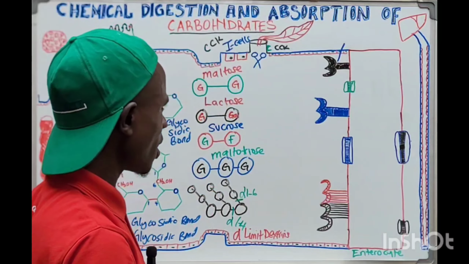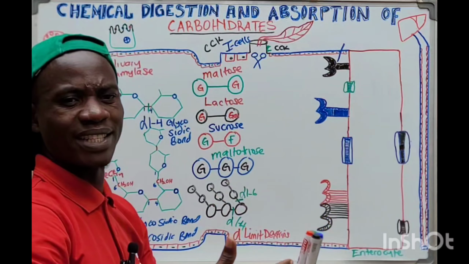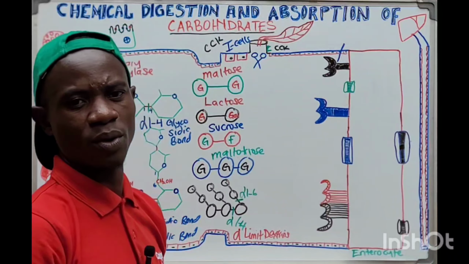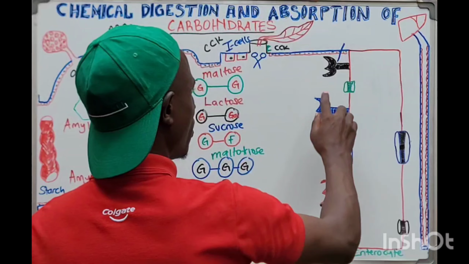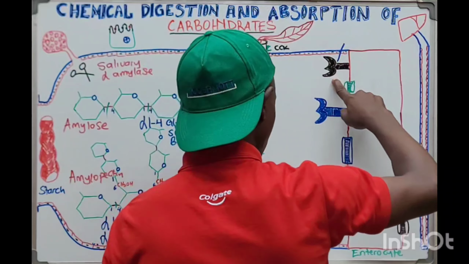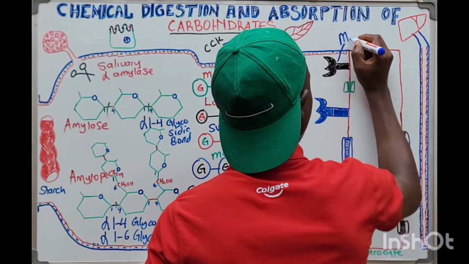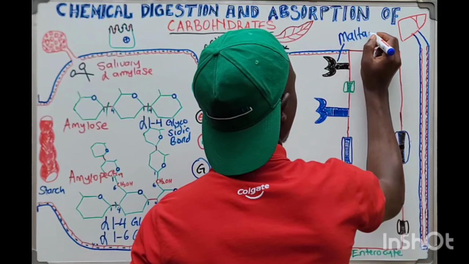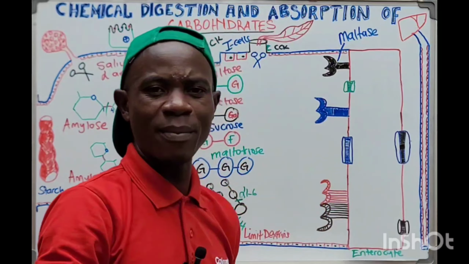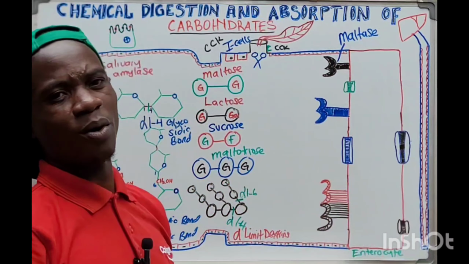Okay. Now, let's see each of these brush border enzymes and their effect on different types of oligosaccharides and also on the disaccharides. This enzyme, part of the brush border enzymes, is what we call maltase. Now, guess which disaccharide this maltase is going to break? This one is going to break maltose.